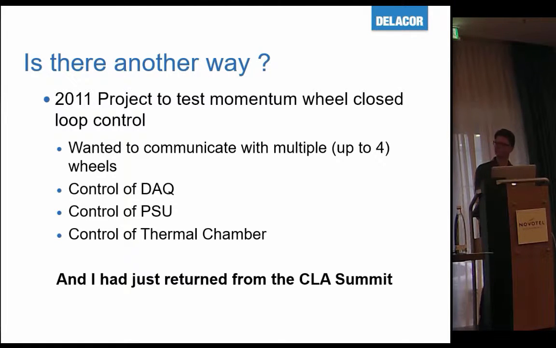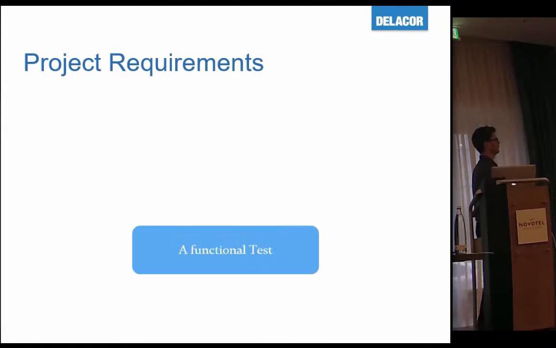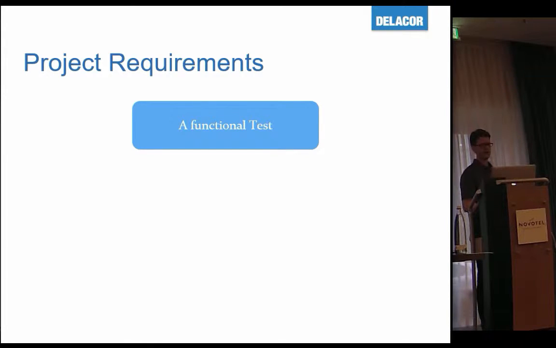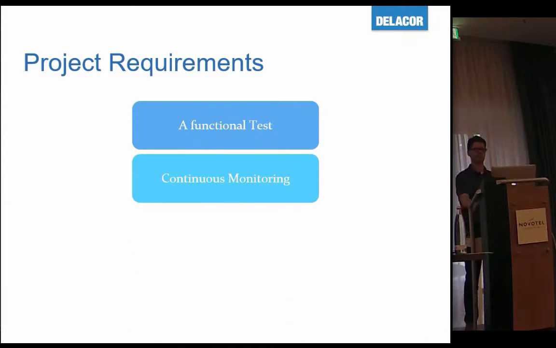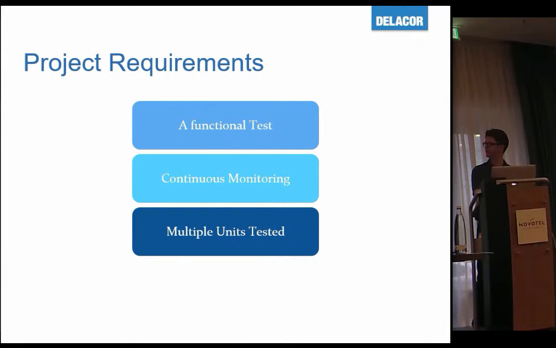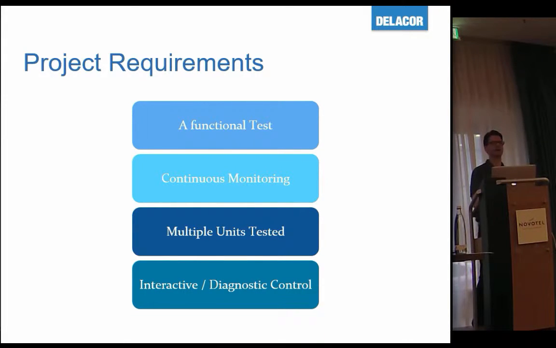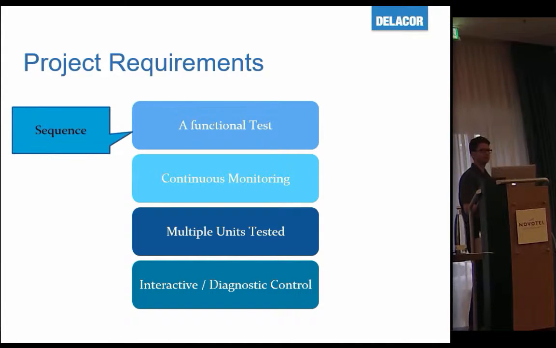So, revisiting those project requirements from a higher level. One requirement was a functional test. Another requirement was continuous monitoring. Multiple DUTs and interactive diagnostic control for the engineers, because really this was design proving as well. We wanted to know how the thing would work under certain conditions, tested in the boundary conditions. So a functional test, well, that sounds like a sequence, right? A functional test is a series of steps that lead to a measurement, the application of some test criteria, and a result. So that feels like a sequence to me.